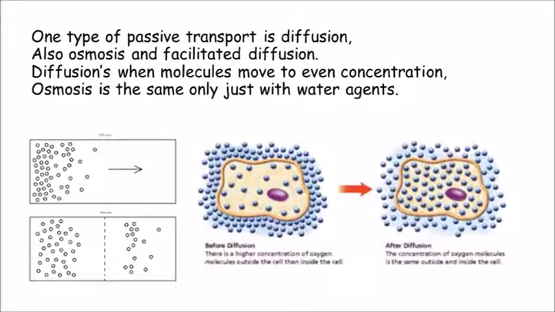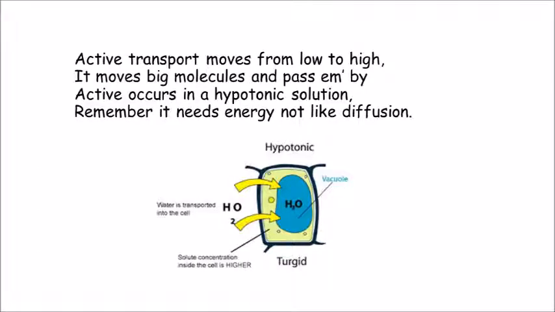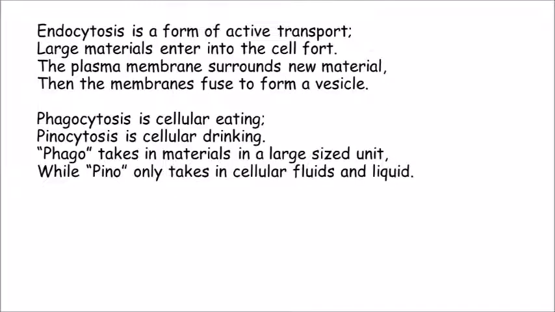One type of passive transport is diffusion, also osmosis and facilitated diffusion. Diffusion is when molecules move to even concentration. Osmosis is the same, only just with water. Active transport moves from low to high. It moves big molecules. Active occurs in the hypotonic solution. Remember, it needs energy, not like diffusion.